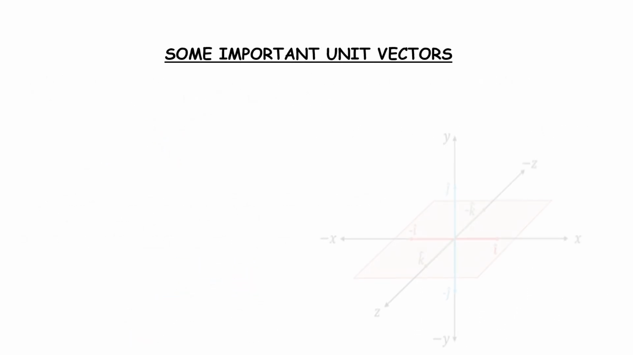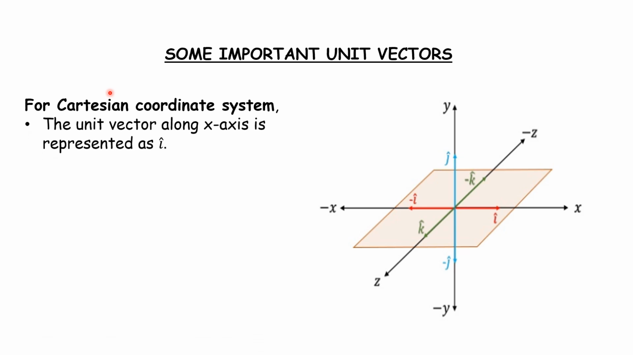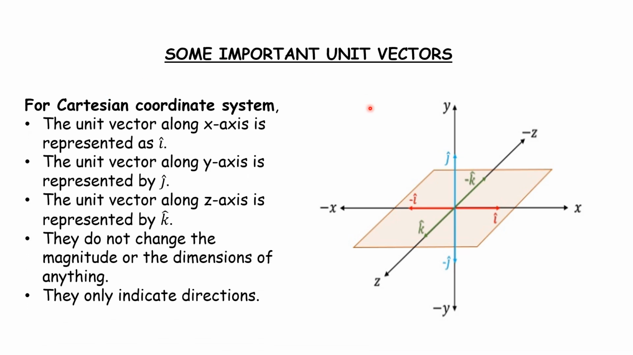Some important unit vectors: in the Cartesian coordinate system, we use three special unit vectors to show direction in 3D space. I cap points right along the x-axis, j cap points up along the y-axis, and k cap points forward along the z-axis. These unit vectors do not change the magnitude or the dimension of anything. They only indicate the directions along the x, y, and z axes.